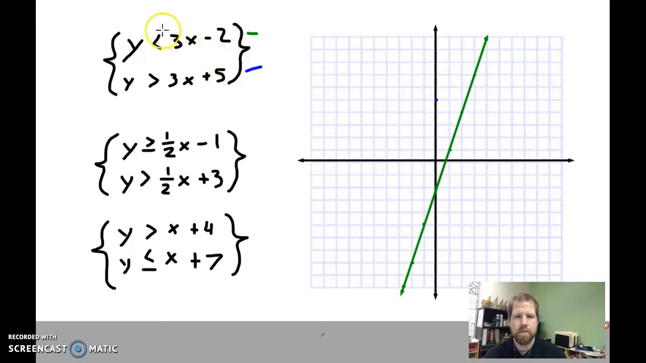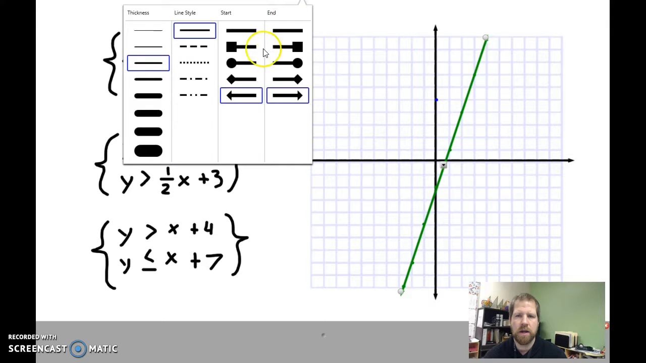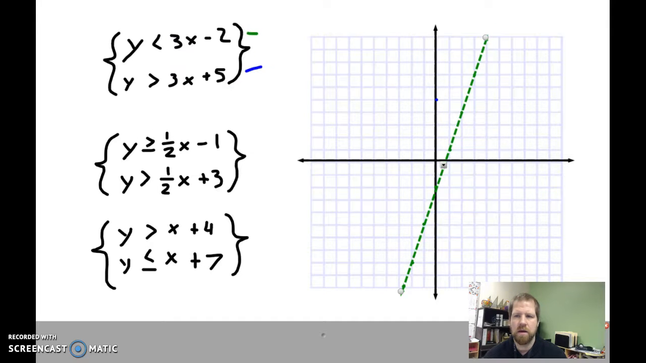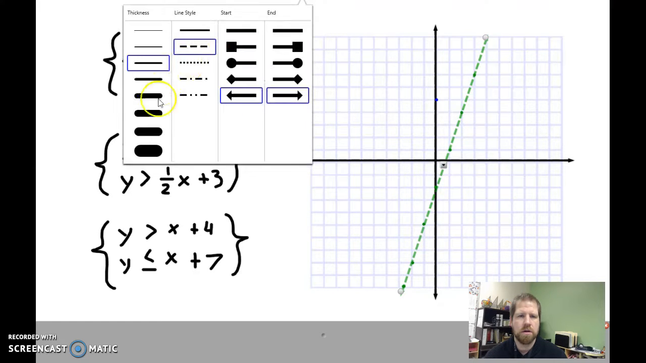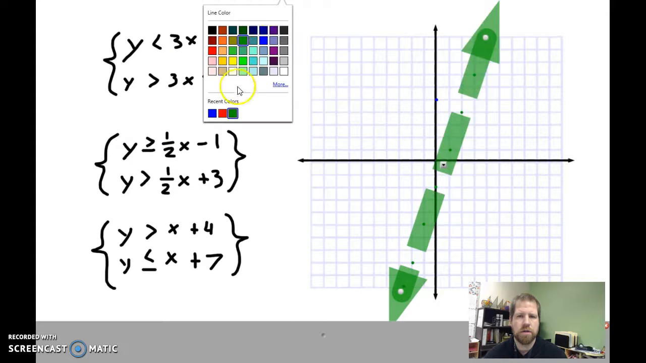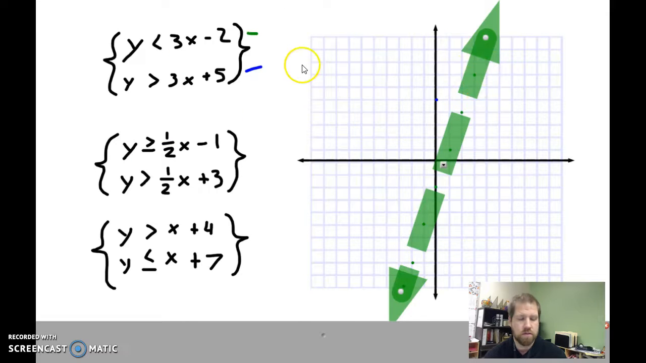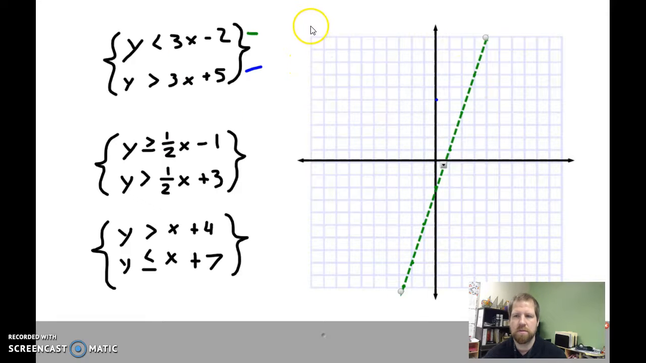Except my line needs to be dotted, because it is a less than, and there's no equal to. So a value on that line won't be a solution. And then I can shade my area. Oh, yeah, that's not what I meant to do. All right.